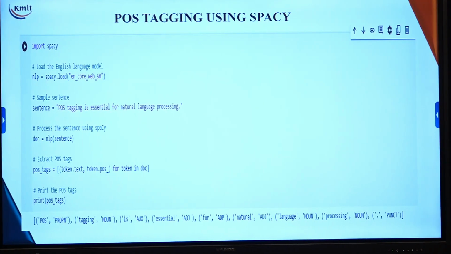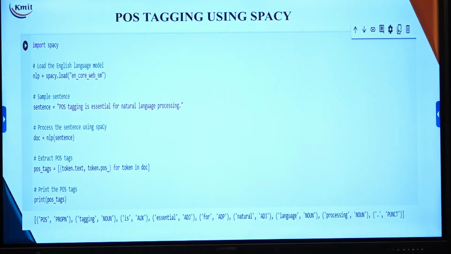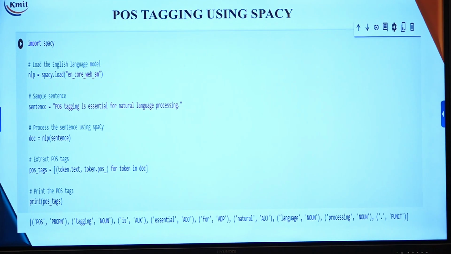When we talk about Spacy, let's see how we implement POS tagging with Spacy. First we start by importing the Spacy library using import spacy, as you can see, and then we load the English model en_core_web_sm provided by Spacy.